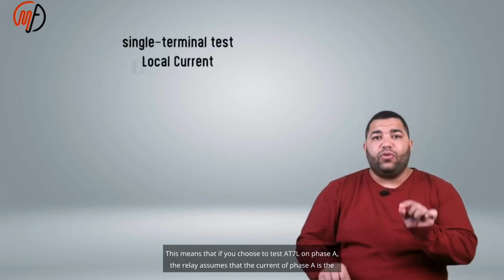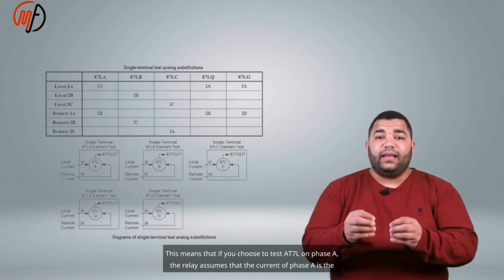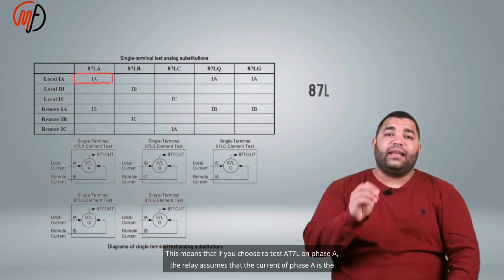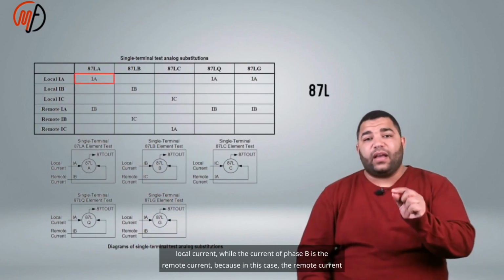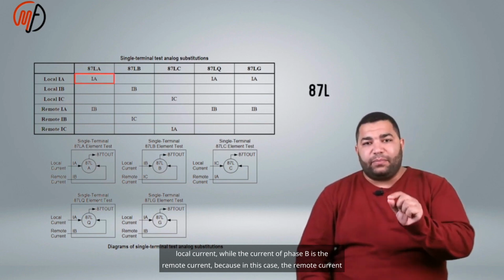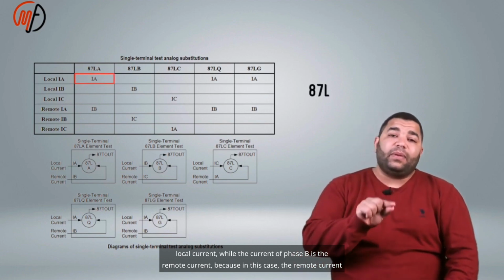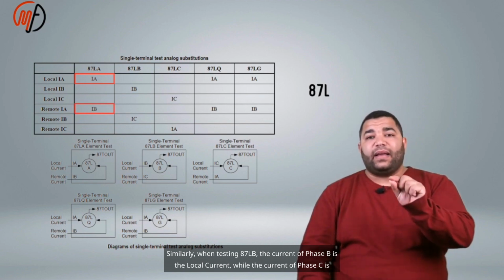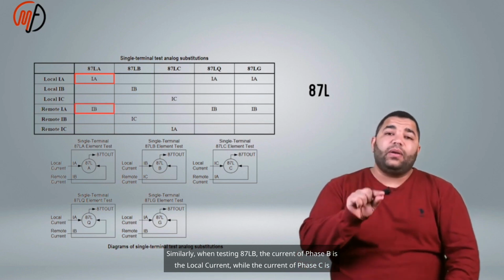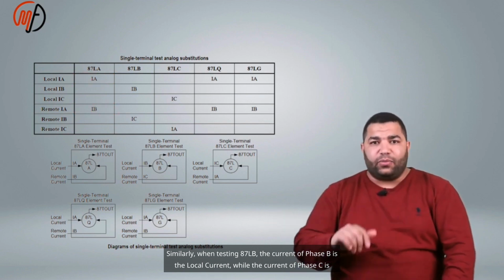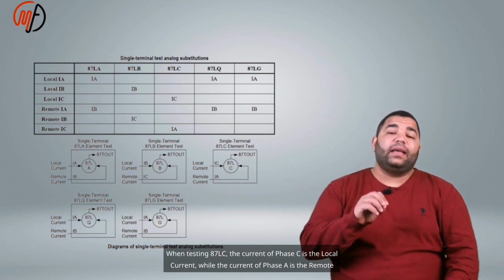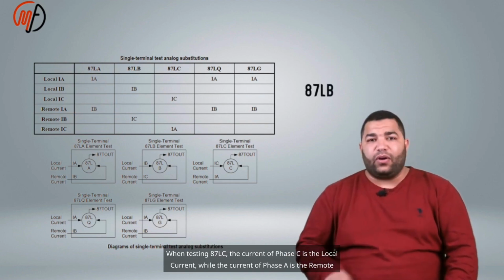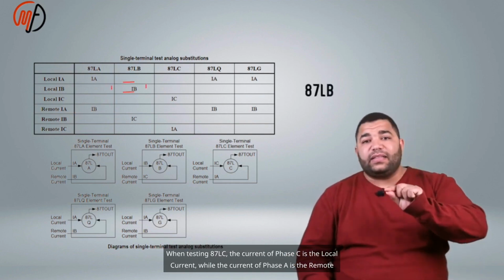This means that if you choose to test 87L on phase A, the relay assumes that the current of phase A is the local current, while the current of phase B is the remote current, because in this case, the remote current cannot be truly injected from the other side. Similarly, when testing 87LB, the current of phase B is the local current, while the current of phase C is the remote current. When testing 87LC, the current of phase C is the local current, while the current of phase A is the remote current.